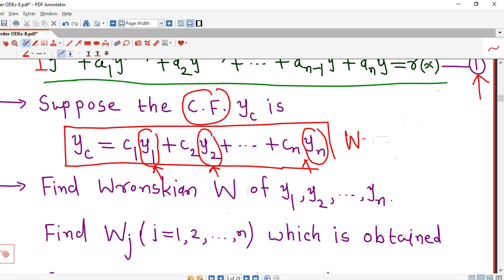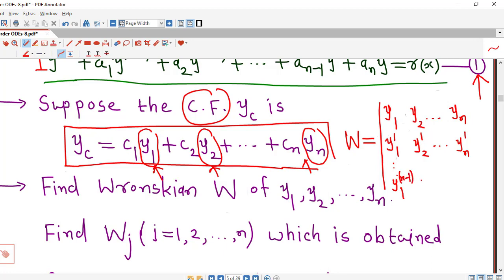and we know how to find the Wronskian. The Wronskian is the determinant whose first row is all the functions as they are, y1, y2, yn. The second row is the first order derivatives of all these functions, y1 dash, y2 dash, yn dash, and so on. The last row is the (n minus 1)th derivative of all these functions, y1 to the n minus 1, up to yn to the n minus 1. This determinant is known as the Wronskian of these n functions y1, y2, yn.